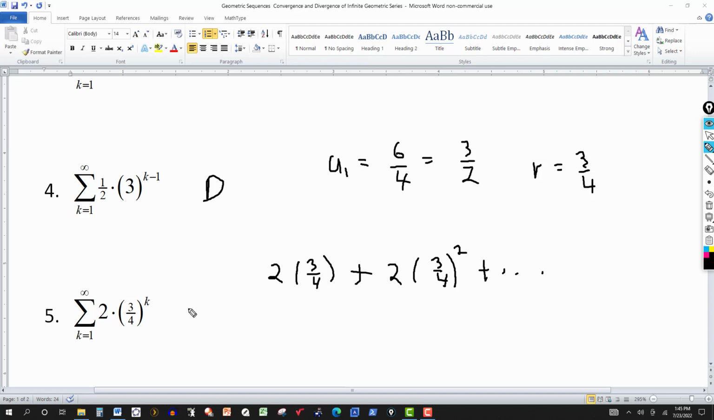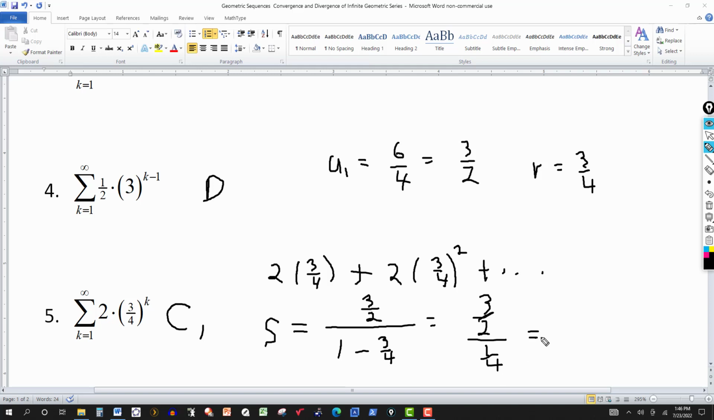So this one converges. And the sum will equal, first term is 3/2 over 1 minus the common ratio, which is 3/4. We'll get 3/4, and then 1 minus 3/4 is 1/4. Invert and multiply here, so it would be 3/2 times 4/1, gives me 6. So converges, and the sum is 6.